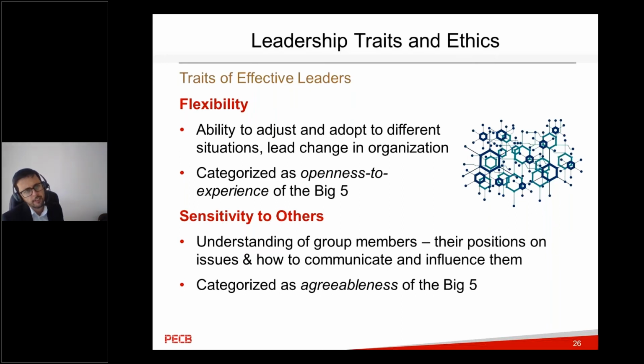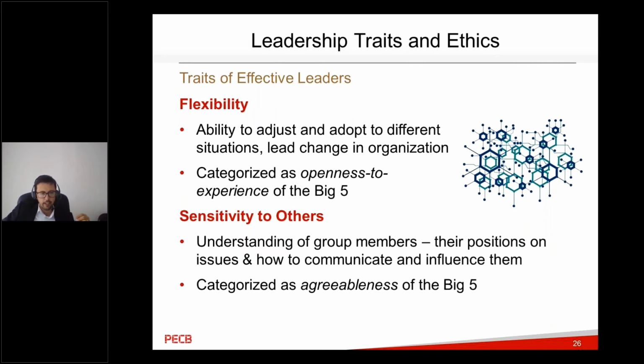Then we have sensitivity to others. When we talk about the sensitivity to others, we're talking about the way that we are understanding others. So group members in general, either as individuals or as groups. And we tend to see everybody's position on the issue, how we can communicate and how we can influence them. As you can see, when we talk about this sensitivity, we're talking about the way that we agree with others and how we accept that people agree or disagree with us.